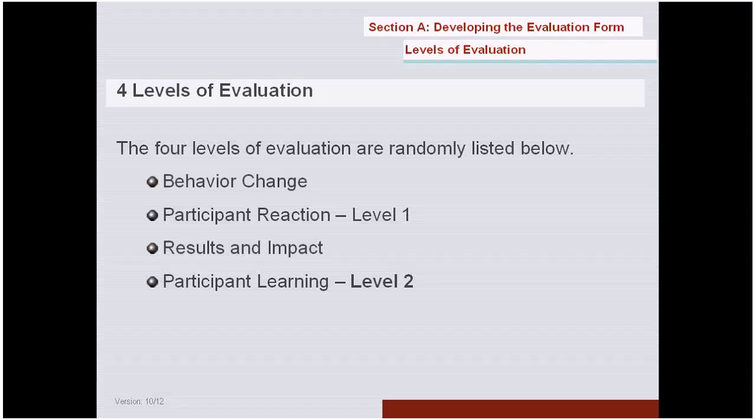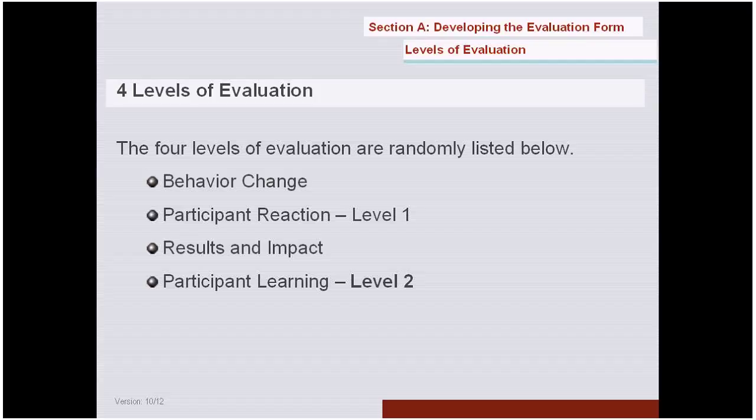That's exactly right. Can't have much behavior change happening or results in impact if you haven't learned anything, right? Would you all agree out there? Let me hear a little bit of head shaking through your voice. Yes. Yes. Okay, so it's pretty elementary, my dear Watson. Level 1 is participant reaction, and level 2 is participant learning. Which one then do you think is level 3?